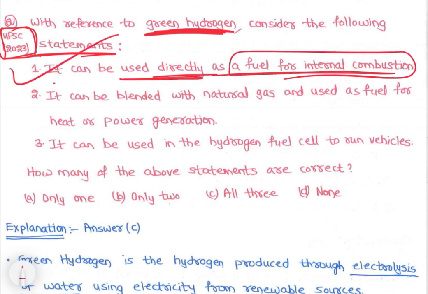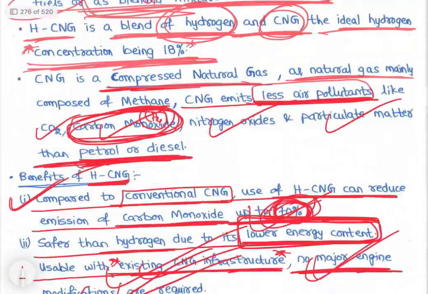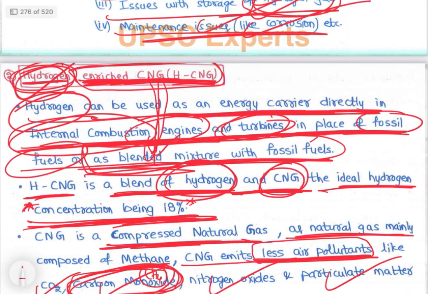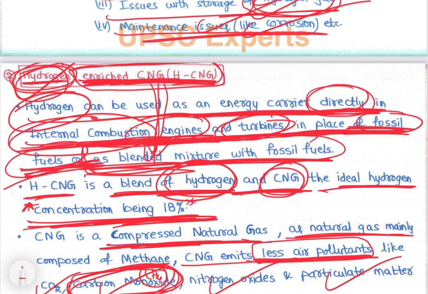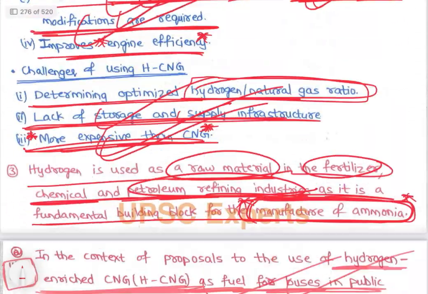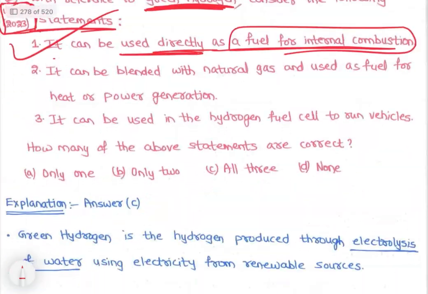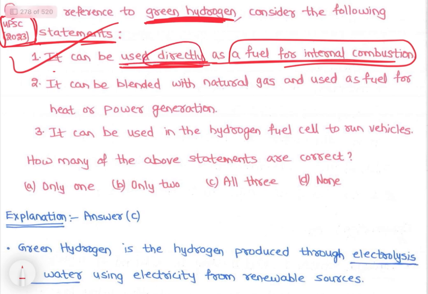Yes, see, we have studied it can be directly used or it can be used as a mixture, right? So see here, it can be used as an energy carrier directly in internal combustion engines and turbines in place of fossil fuels. In hydrogen vehicles, what are we doing? Directly we are using it, right? So it can be used directly as a fuel for internal combustion. Petrol की जगह, diesel की जगह we can directly use green hydrogen. Yes, we can use it, right?